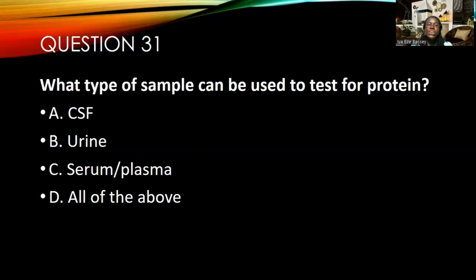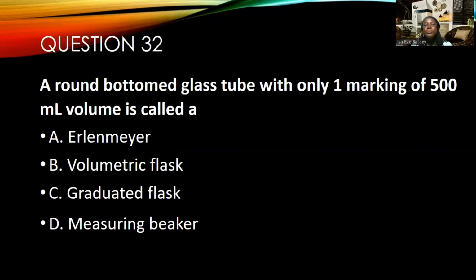All right, question 31. What type of sample can be used to test for protein? A, CSF; B, urine; C, serum or plasma. Since they have not specified the type of protein, we can pick all those samples. So we take all of the above.